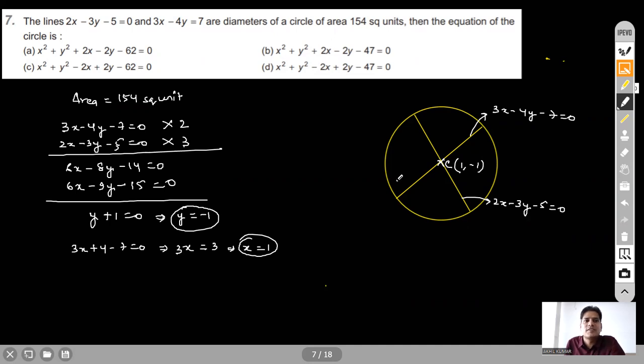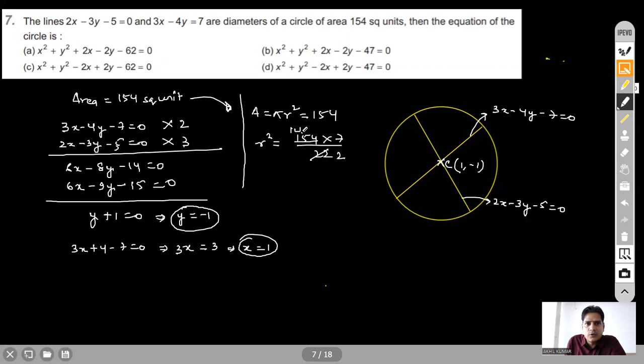And we also know the radius of the circle. How? Because the area is given, no? Since the area is given, we know the area is equal to pi r square, and it is given as 154 square units. So let me put pi as 22 by 7. So our r square will become 154 into 7 by 22. Let me cut by 11. This will become 2, 11, 1, 4. So again, 7. So r square comes out to be 7 into 7. So r is 7.